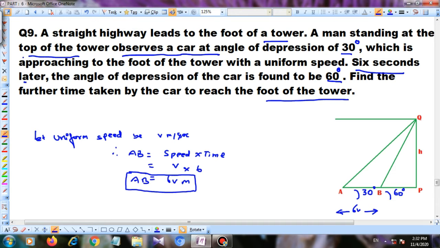So in this question, when the car is at A, the observer observes an angle of depression of 30 degree. When the car reaches B, the depression will become 60 degree. Clear? So this angle will be 60 and this angle will be 30.